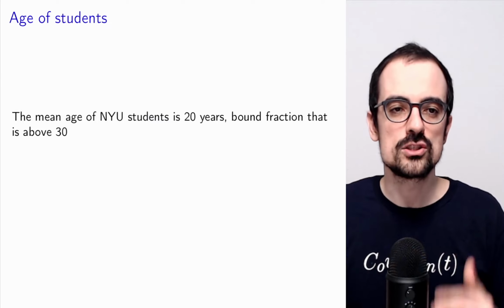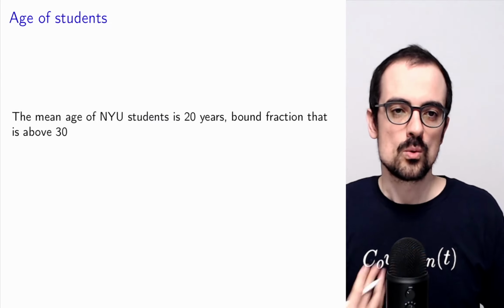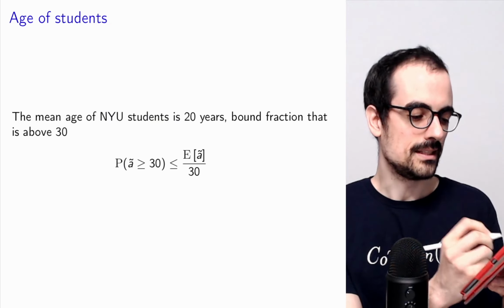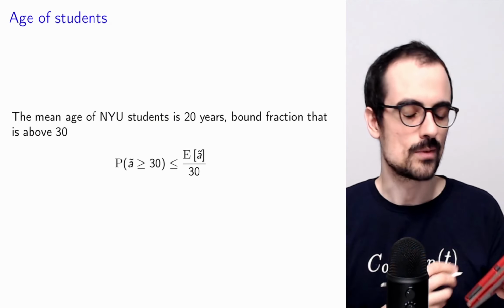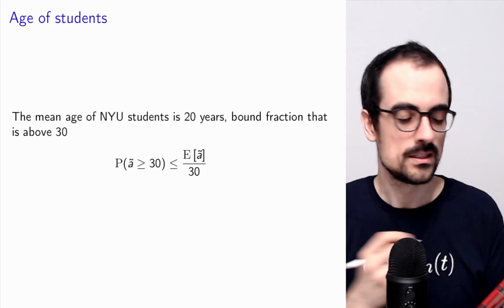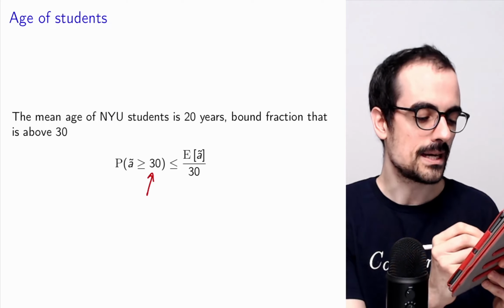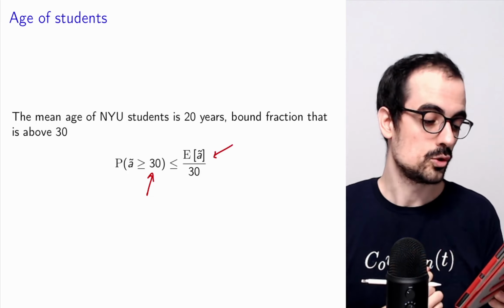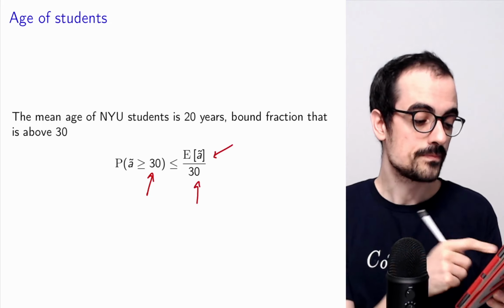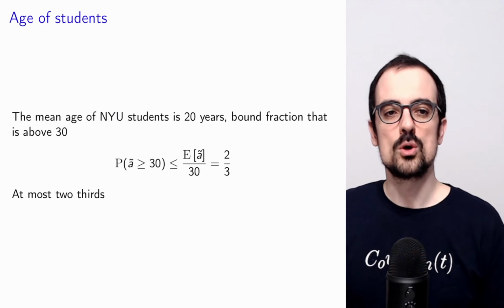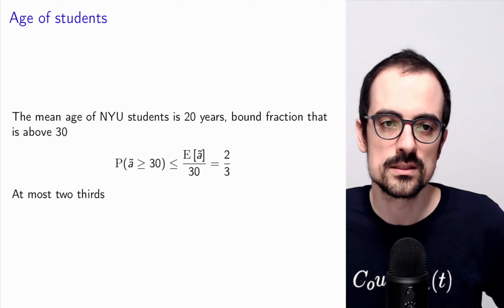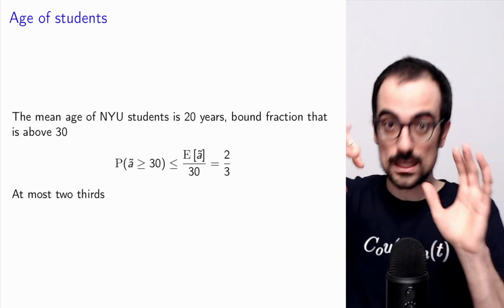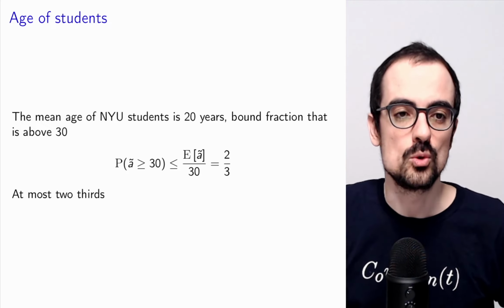We want to bound the fraction of those students that are above 30. We can apply our bound where the probability that this random variable, which captures the age of NYU students, which obviously is non-negative, is greater than 30 is bounded by the mean of the random variable, which is 20, divided by 30. So we're guaranteed that at most 2/3 of the students are above 30. There cannot be more, because if there were more, then that would drive the mean to be larger.